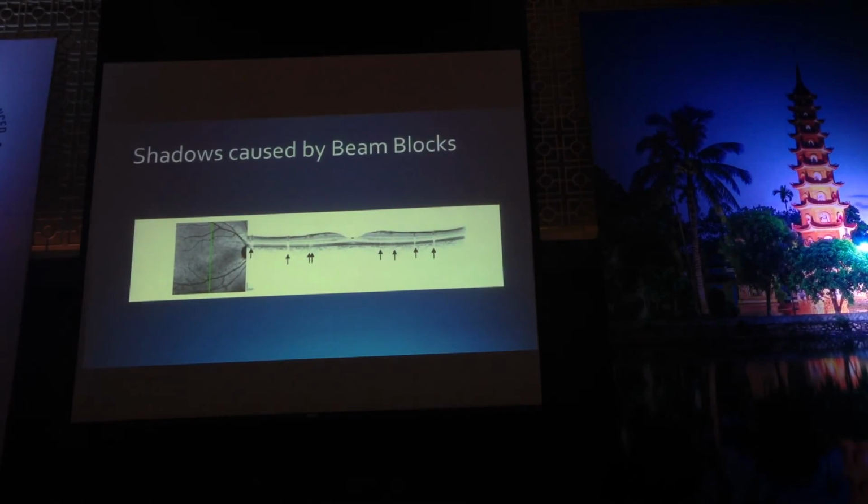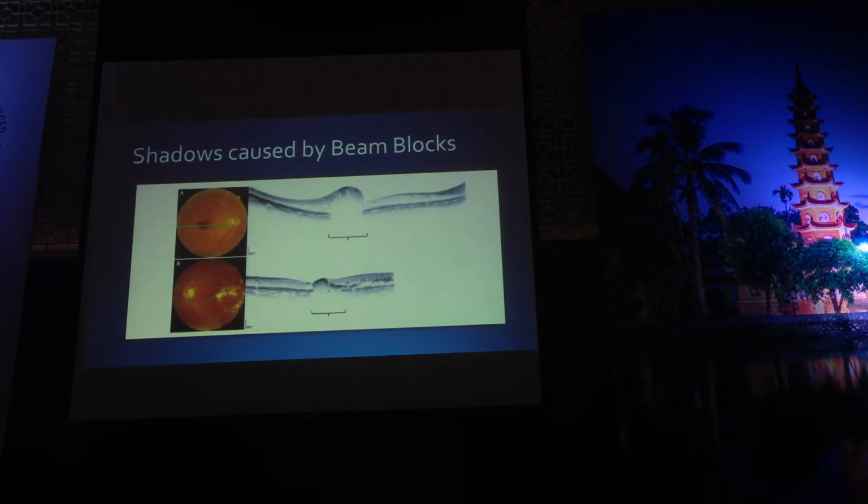This is not a loss of RPE or something. It's just a shadow cast by the vessel. This is an example of shadows caused by beam block. This is physiology. You get this in every normal eye. How about pathology? Here is the pathology where you're going to get beam block as well.